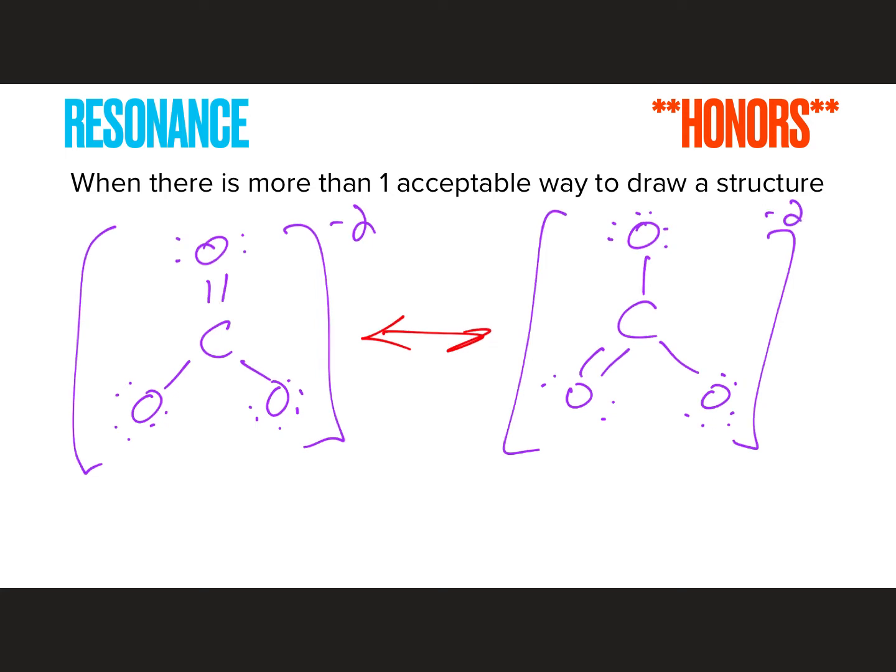These two structures are identical, but since we can draw them differently, we say that they are resonance structures. So whenever you can draw two or more versions of the same structure, that's correct, you will have what's called resonance.